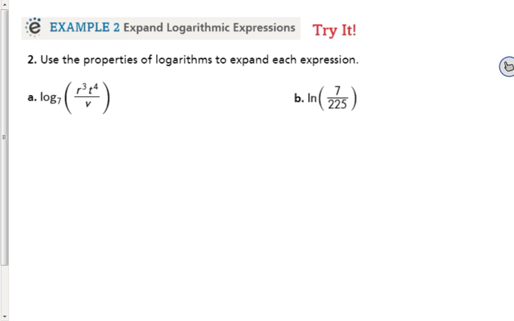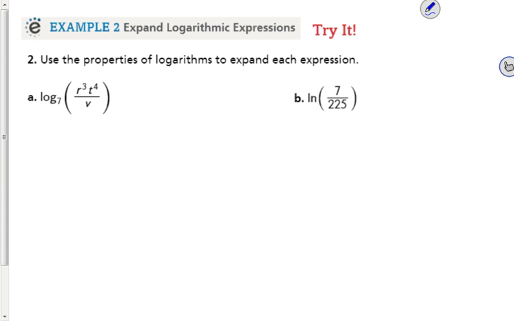When we are asked to expand a logarithm, that means we're going to be starting with a single logarithm, like you see in parts A and B here, and we're going to expand it to multiple logarithms that are added and/or subtracted together. Now the 3 properties are the power property, the product property, and the quotient property. So let's see how they apply here.